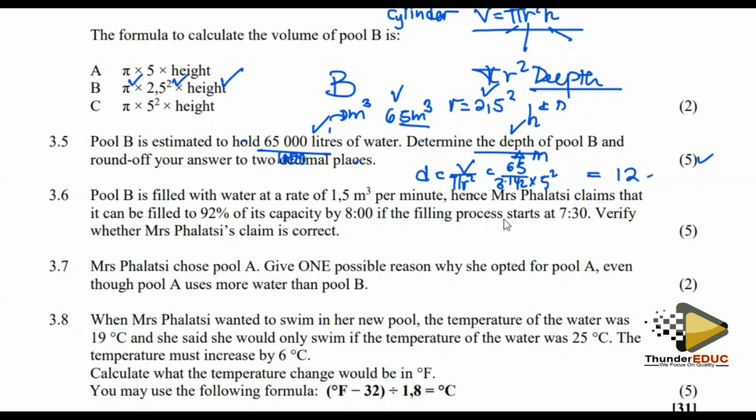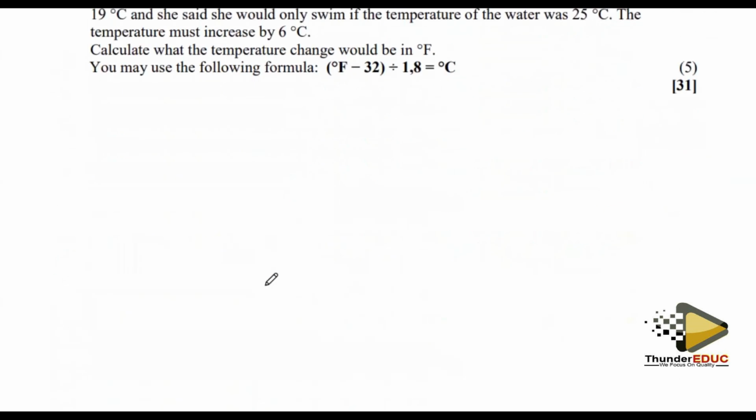So the depth is 129,30 meters. Let us repeat it here. They've told you the volume of the cylinder is 63,000. These are liters. But they told you already that if you have 1 meter cube, you have 1,000 liters. So we need to change this to meters cubed. So we divide it by 1,000.